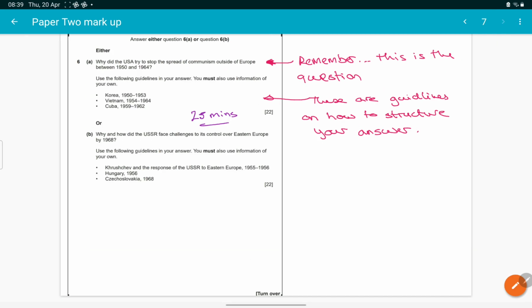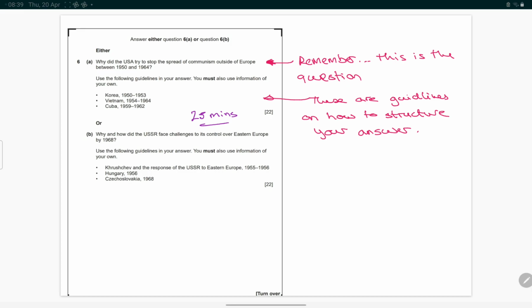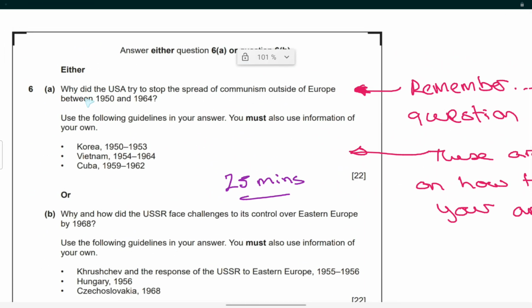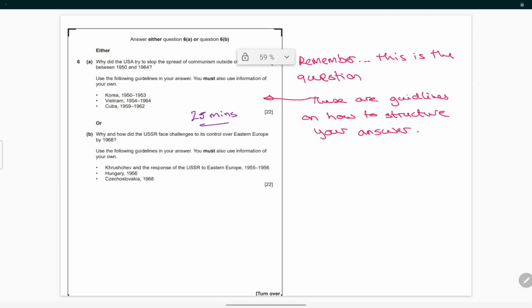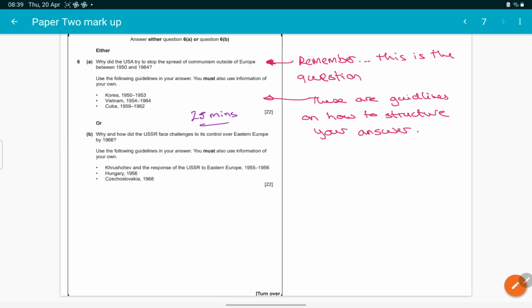And then finally, your essay question. And remember, this is the question up here. This isn't the question. This is the question. These are just the guidelines about how to answer it. So always focus on the question, okay? Right, I hope that is useful.